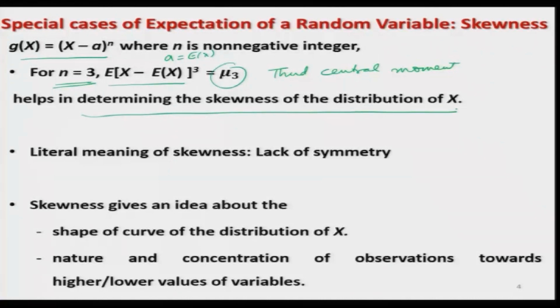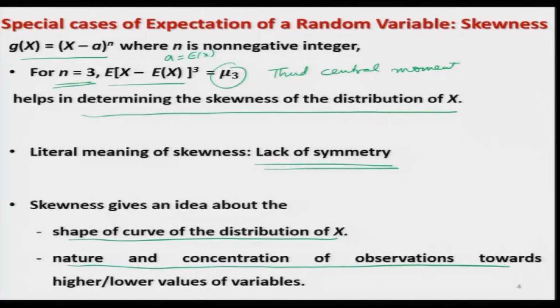distribution of X. The literal meaning of skewness is the lack of symmetry, and skewness gives an idea about the shape of the curve of the distribution of X, and it also gives us an idea about the nature and concentration of observation towards the higher or lower values of the variables.